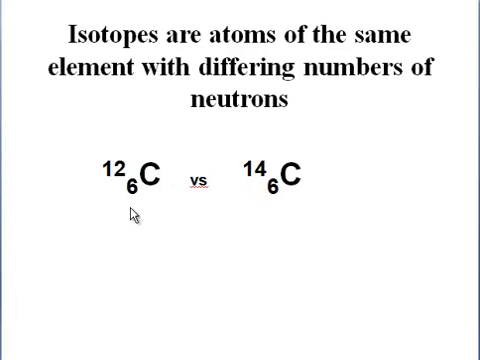Most carbon atoms, well over 90%, are carbon-12 atoms, but there are carbon-14 atoms, and there are carbon-13 atoms in nature as well. Carbon-14 atoms in particular are what make possible carbon dating, if you've heard of that, which is a process of determining how old things are, at least things that used to be alive.